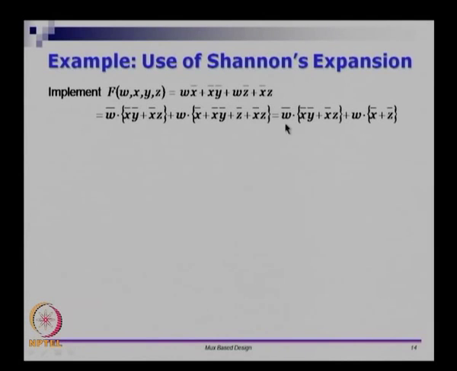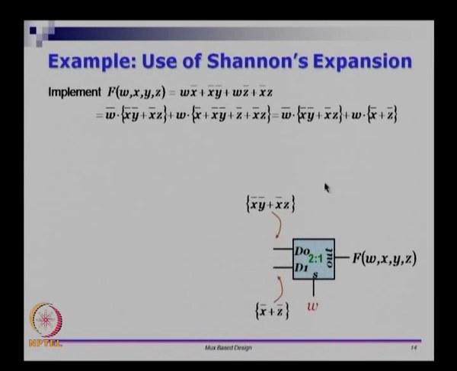So, now you have w bar into the function when w is 0, plus w into the function when w is 1. So, you can do it in this form. You give w as a select line, you put x bar y bar plus x bar z at the d0 input, and x bar plus z bar at the d1 input. Now, you have to implement these functions also, right. Nobody is going to give you these things directly, you want to implement this further, right.